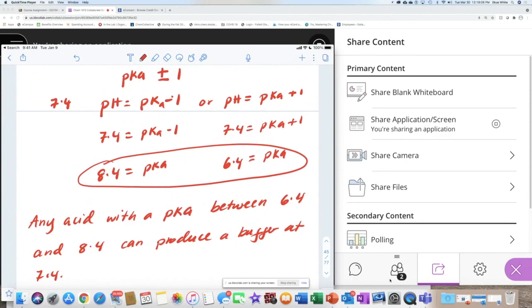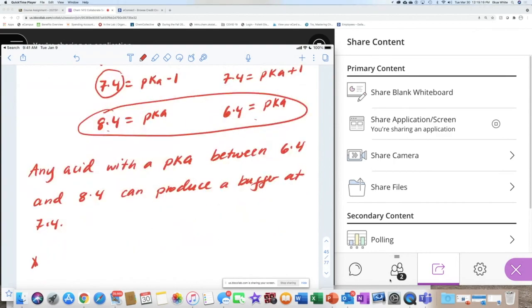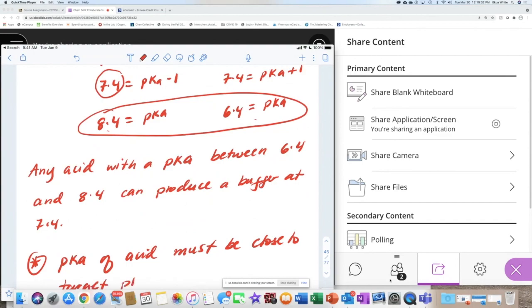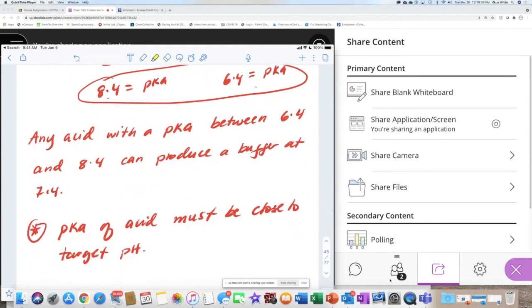Remember, our goal is to get a pH of 7.4. They're telling you you have this range to pick from, right? And once you have this range to pick from, then you can decide from here what buffer to make. So the bottom line is: the pKa of the acid must be close to the target pH. That's the bottom line we're supposed to learn from all of this.